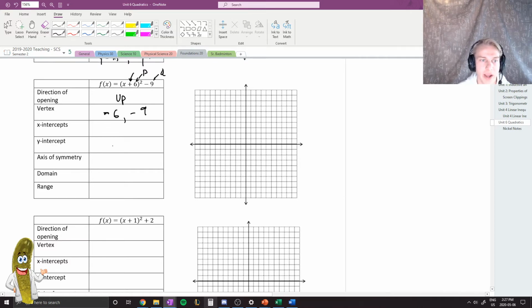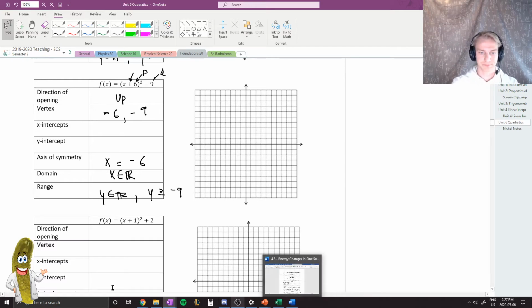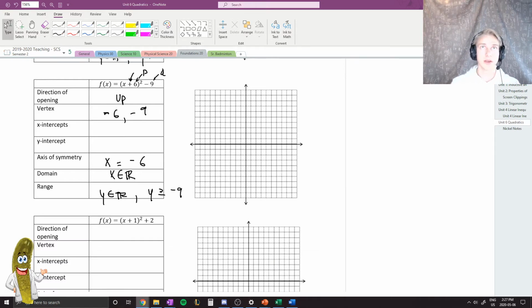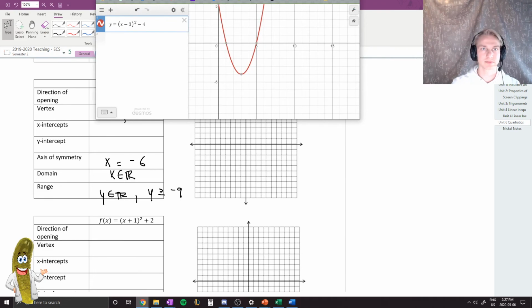In terms of x and y intercepts, I would plug this into Desmos and then find those, but I do know what my axis of symmetry is. I know my axis of symmetry will be equal to whatever the x value of my vertex is, and in that case it's negative 6. Domain we said is always x-er. Range we said is always y-er, and then we needed to look at both the direction of opening and the vertex. We see that this is up, so I know that y must be greater than or equal to negative 9.